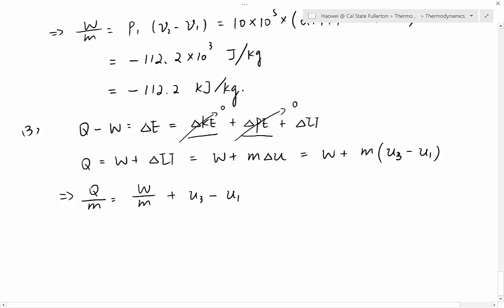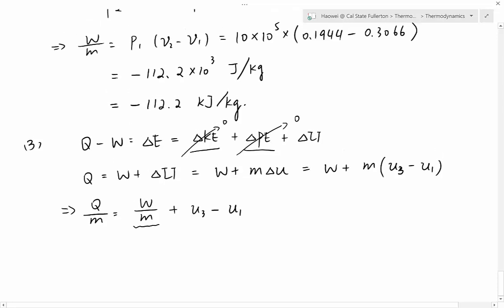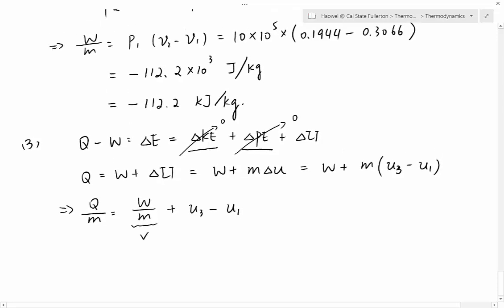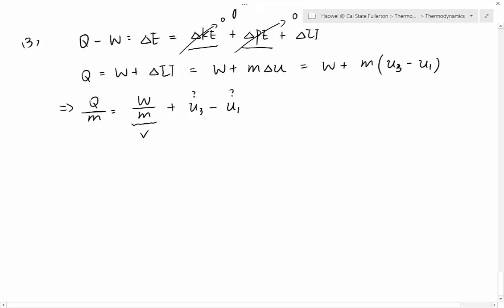Okay, so now we just need to find the 3 terms on the right-hand side, and then we can easily find heat transfer per unit mass. What about this one, W over mass? We just found W over mass from part 2, so that's good. And then u1, u3, I don't have those two. This question comes down to looking for u1 and u3. Let's start from u1.